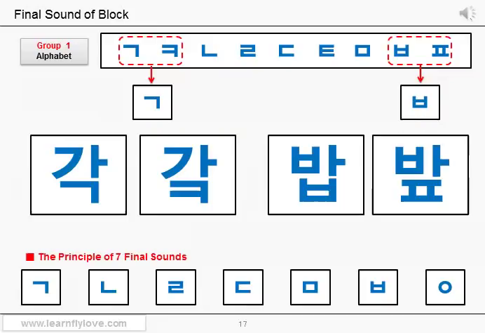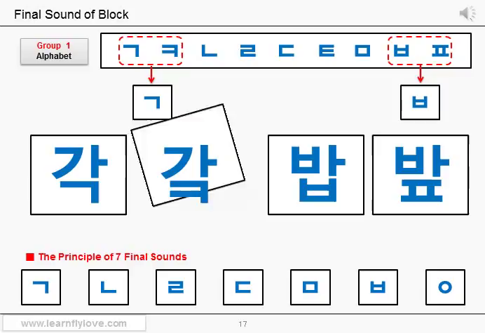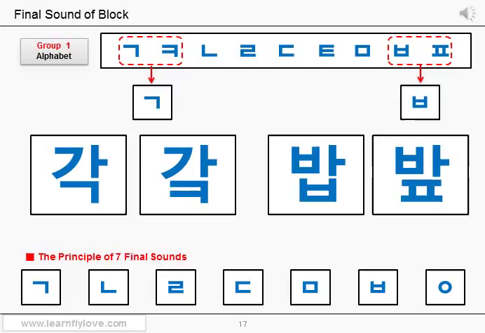Let's read these letters together then. The first letter sounds kak, kak, not kakku. And the second letter would sound the same, kak, as the first letter does, even though the second letter used a different consonant as a final. By the way, there's no such letter like the second one in Korean. It's just an example, so just focus on the sound.